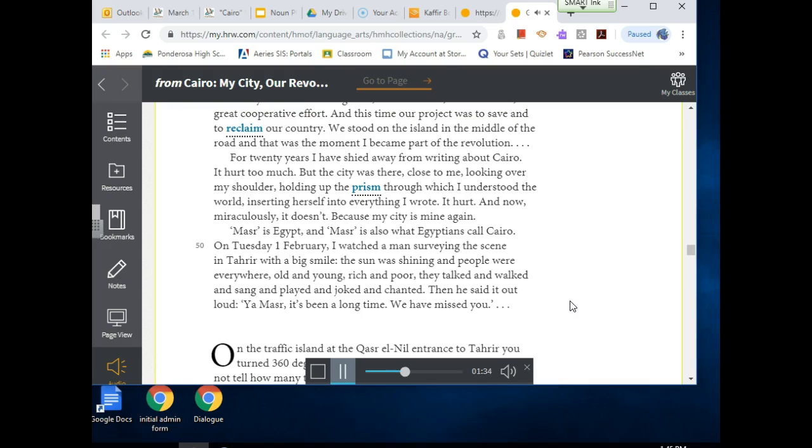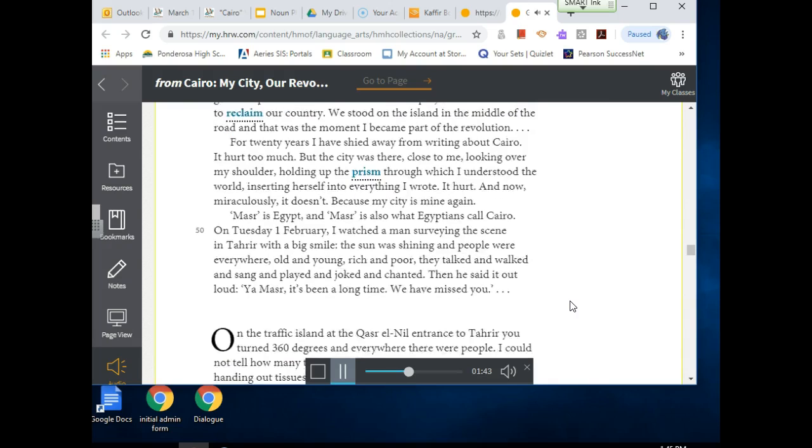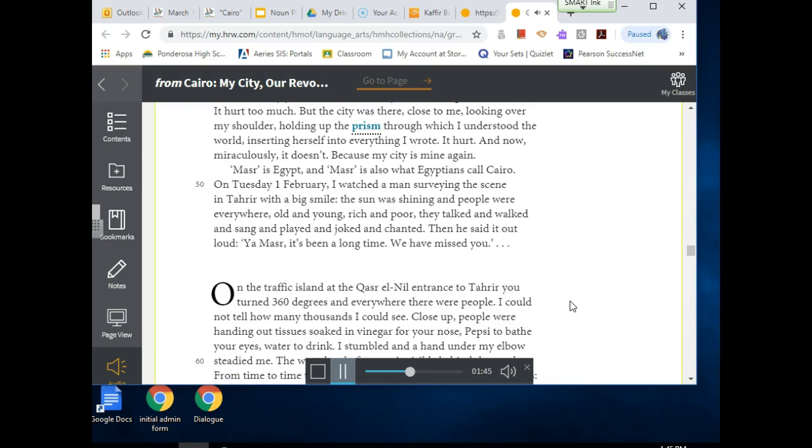Masr is Egypt, and Masr is also what Egyptians call Cairo. On Tuesday, 1st of February, I watched a man surveying the scene in Tahir with a big smile. The sun was shining and people were everywhere, old and young, rich and poor. They talked and walked and sang and played and joked and chanted. Then he said it out loud. Ya Masr, it's been a long time.